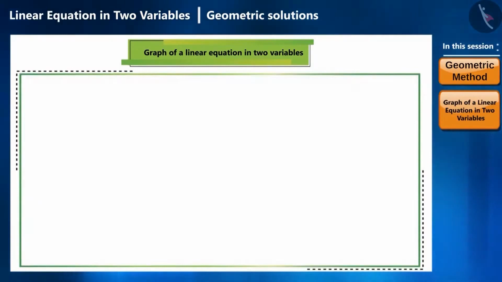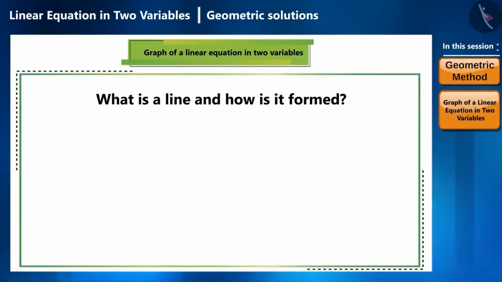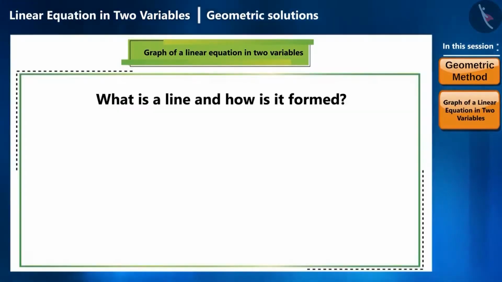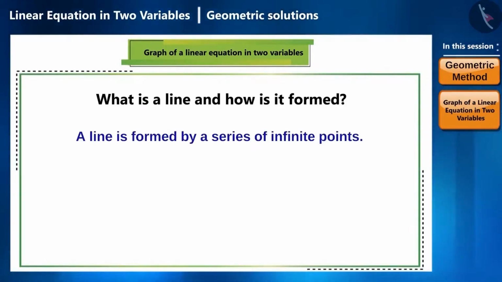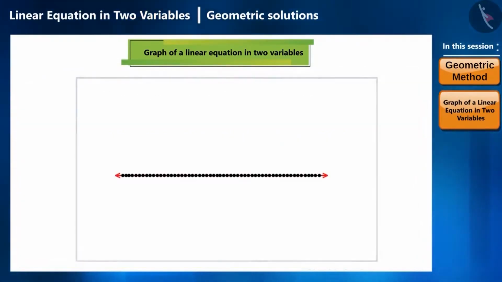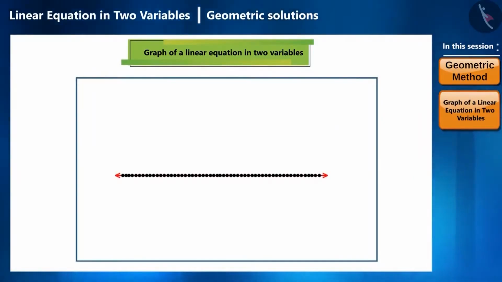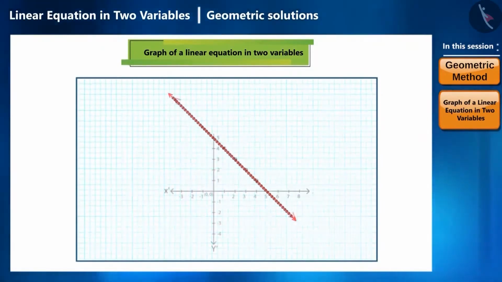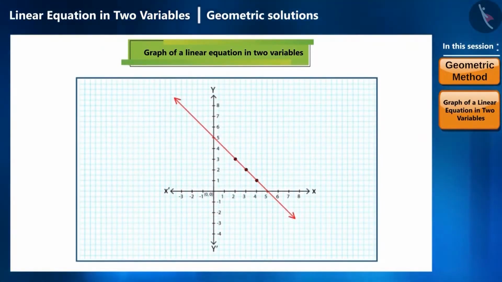Friends, can you tell me what is a line? Or what is a line made of? Or how it is made? Think about it for some time. Can we say a line is formed by a series of infinite points? Yes, that means if a line is a set of infinite points, that is, if we consider the graph, then every point in it will be the coordinate point of the x and y axis. This is what we call the solution of the equation.